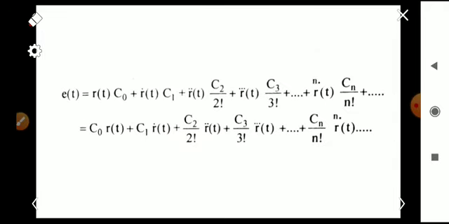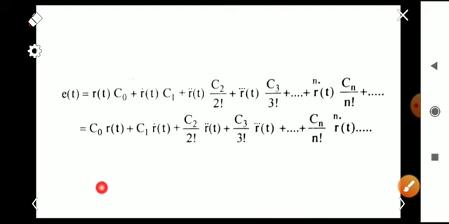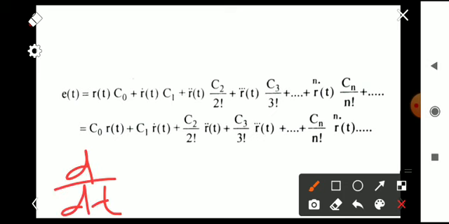After some steps, we obtain the error signal in the time domain, e of t, as C0 into r of t plus C1 into r dot of t plus C2 by 2 factorial into r double dot of t, etc. Here r dot and r double dot represent the derivatives of our input r of t. r dot of t is the first derivative of the input, d by dt of r of t.